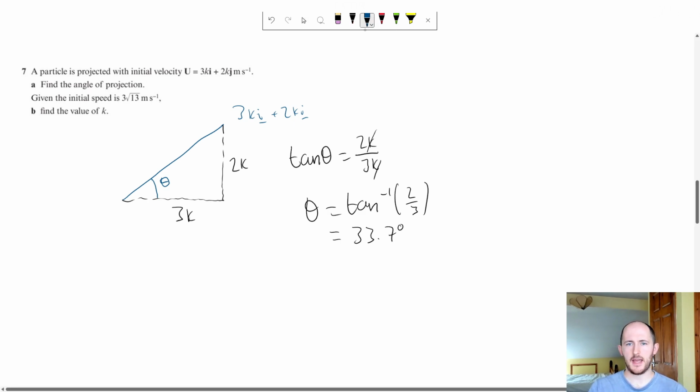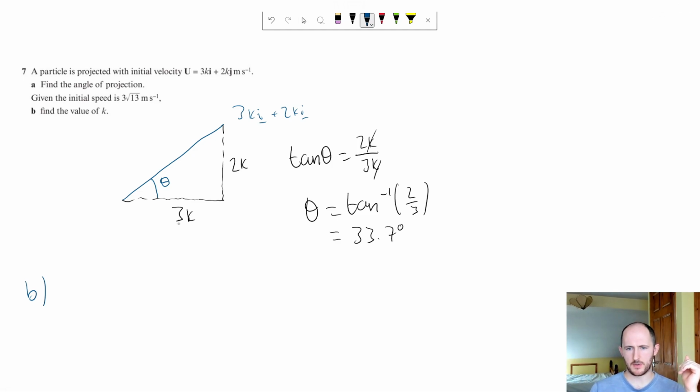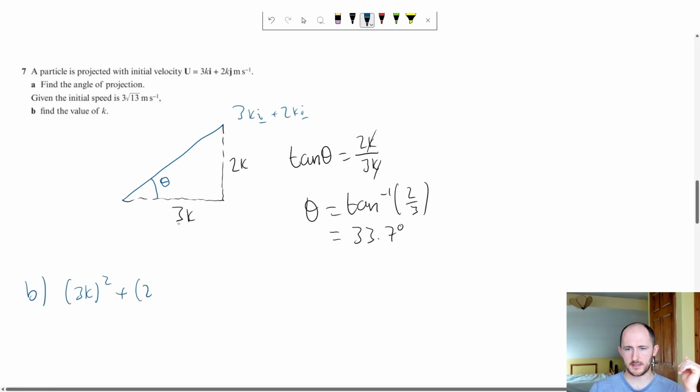Cool. And then, given that the initial speed is 3 root 13 meters per second, find the value of k. So this here is the magnitude of the vector. It's the hypotenuse, and to work that out, all you have to do is use good old-fashioned Pythagoras' theorem. So we're going to do 3k squared plus 2k squared equals 3 root 13 squared.